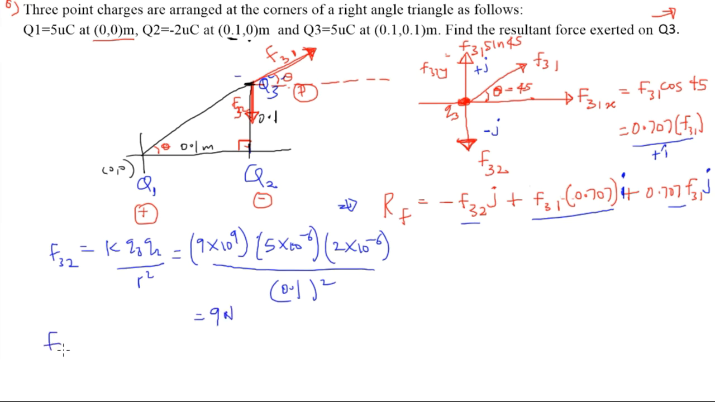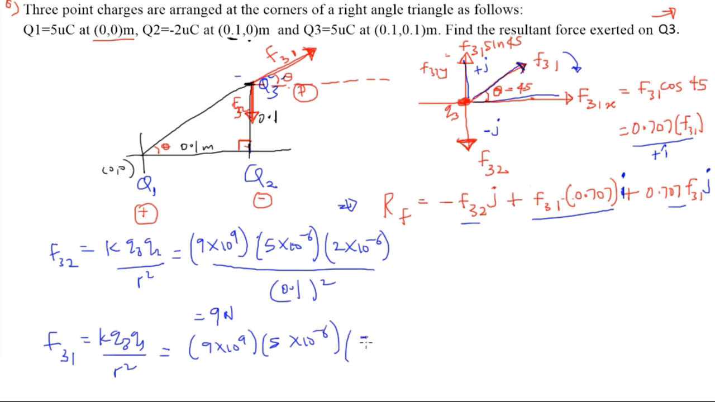Now let's find F31. Oh, I made a mistake. Okay, it's correct. F31 is supposed to be K Q3 Q1 upon r squared. Now the reason why we needed to resolve this is because we can't use this along this axis. We only need it on either x axis or y axis. So we needed to resolve. Okay, so you can check that video on resolution of vector. So that's 9 times 10 raised to power 9, and then Q3 is, of course, 5 times 10 raised to power minus 6, and then Q1 that should be 5 as well, 5 times 10 raised to power minus 6 coulomb.